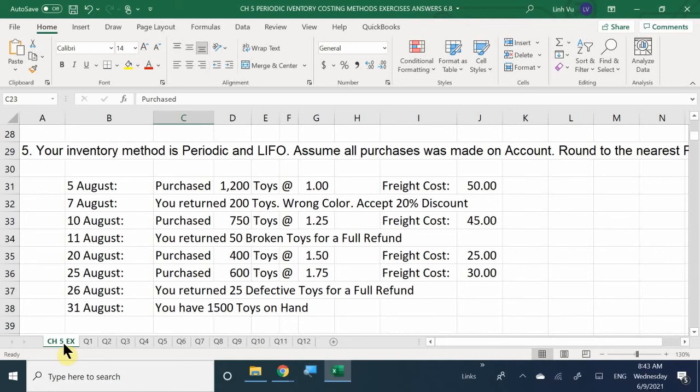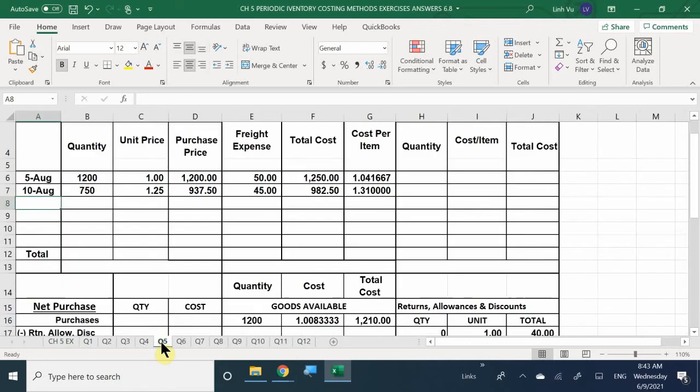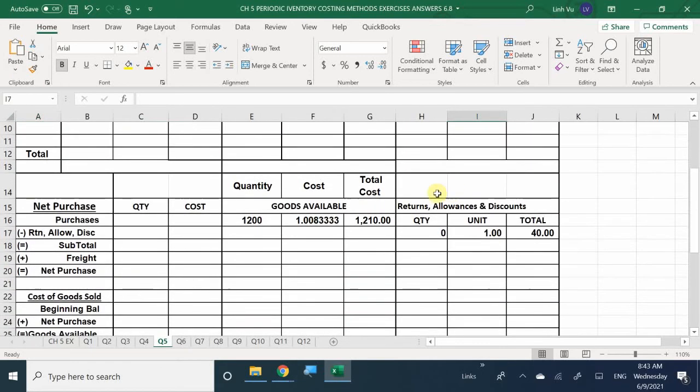You return 50 broken toys for a full refund. Yes, so we end up opening the box and testing the products to find that 50 of them were broken. So we requested a full refund. Down the table below, how many items did I return? This time we do enter 50, because we actually returned the toys.